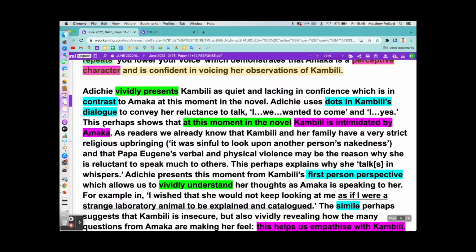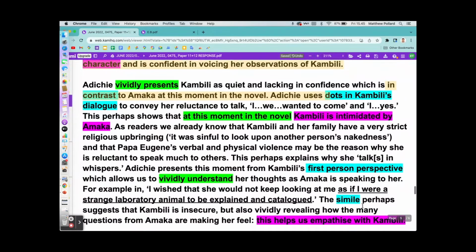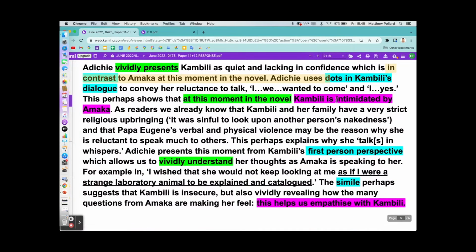You've got techniques: contrast, the dots in Kambili's dialogue, first person perspective, and simile as well. So four techniques in there. And we've got some personal response as well. Kambili is intimidated by Amaka. This helps us to empathize with Kambili. Again, these are things that we wanted to pick out and are in our plan.